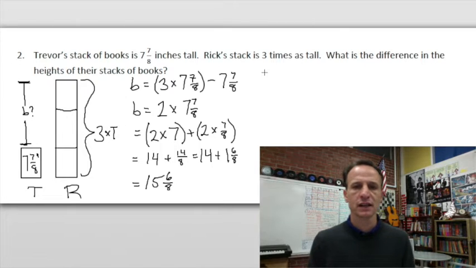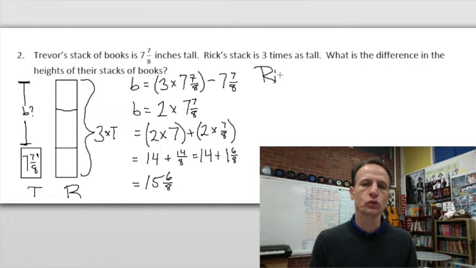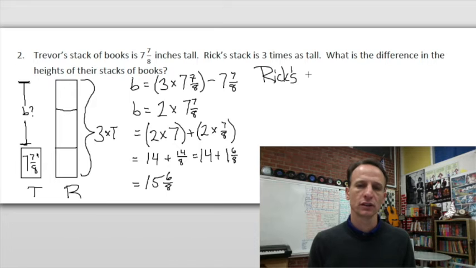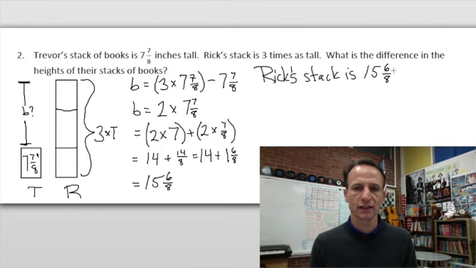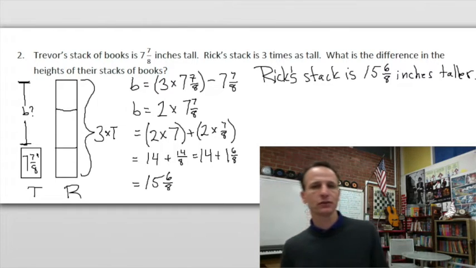So Rick's stack, you check out Rick's stack, is 15 6/8 inches taller. Booyah! Let's go on to number 3.